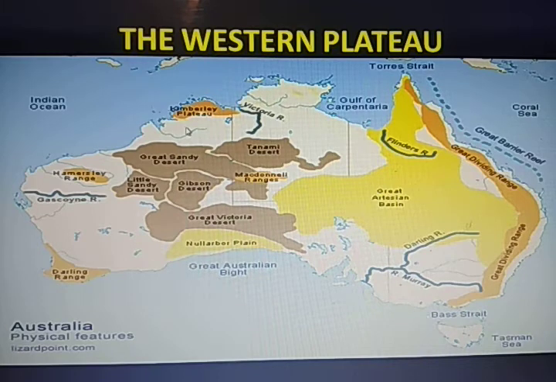We are also seeing a few ranges: the Hamersley Range, the Darling Range, and the MacDonnell Ranges. We are getting three ranges over here. We are also getting another plateau over here, the Kimberley Plateau. So the Western Plateau includes these three basic deserts.